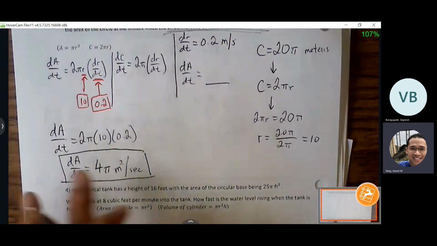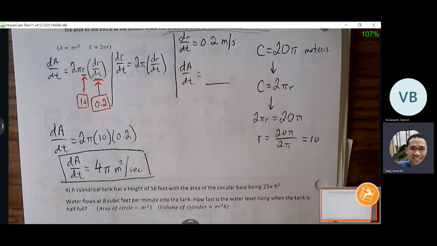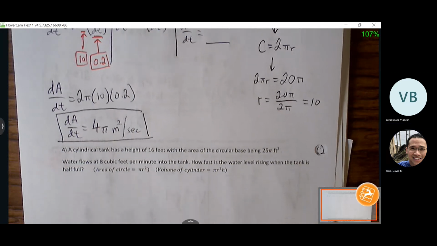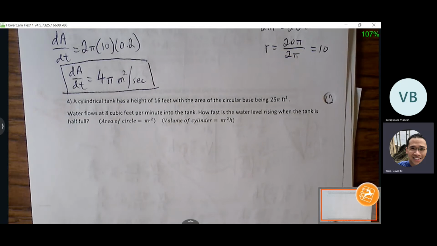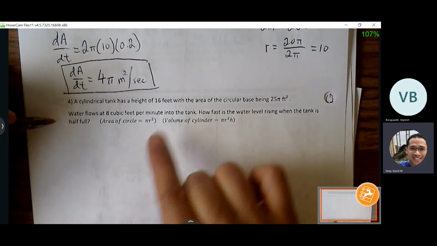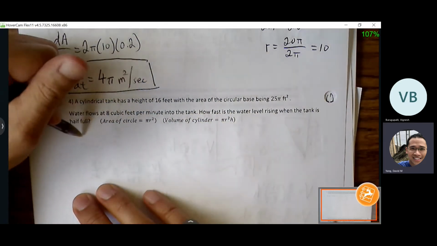Okay, so the biggest mistake I see is we do so much cone problem that we want to translate the cone process into cylinders. Okay, so we should have an easier time with this problem. Okay, cylindrical tank has a height of 16 feet.